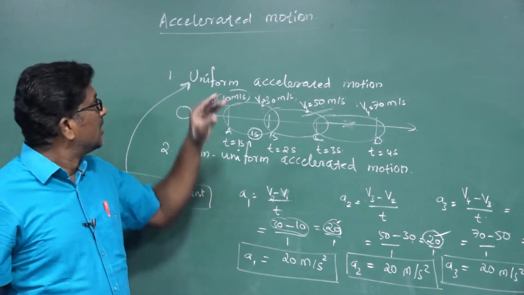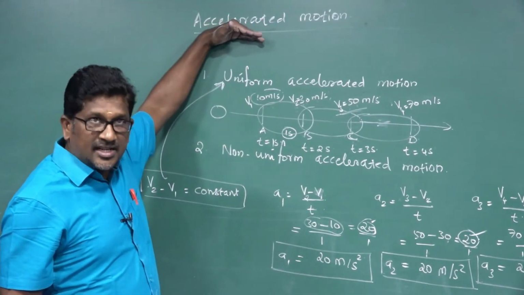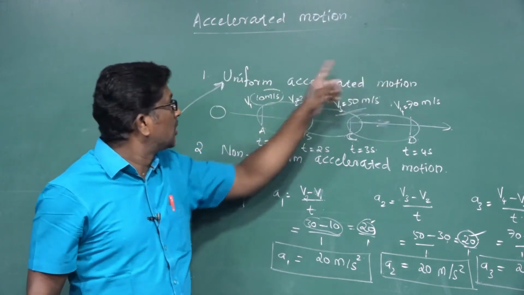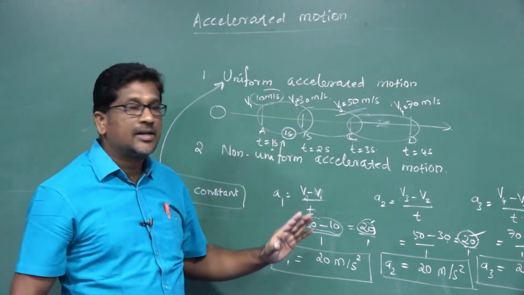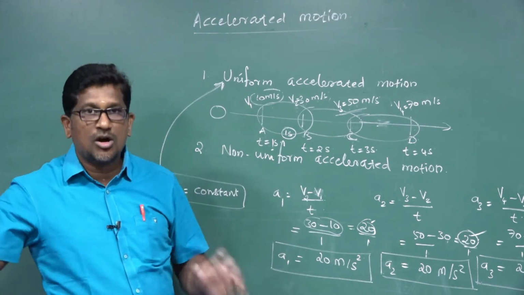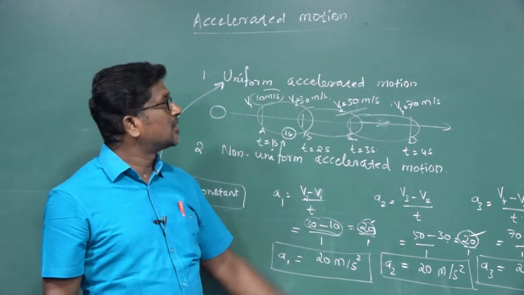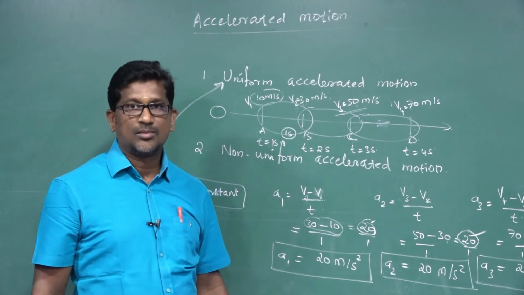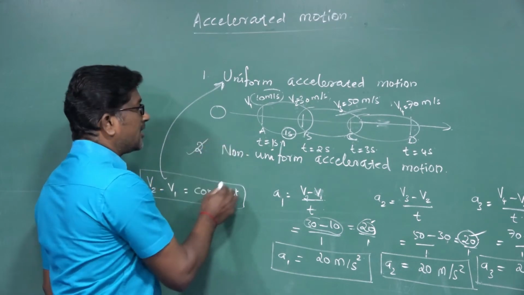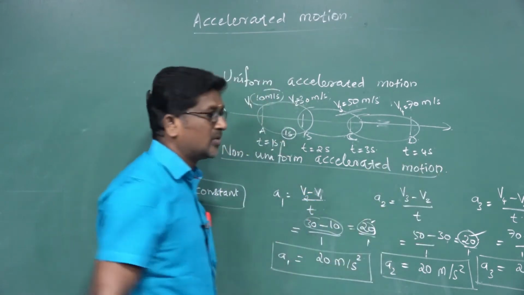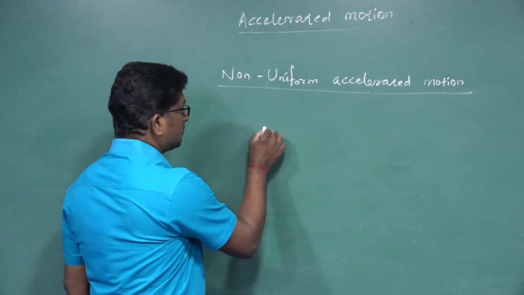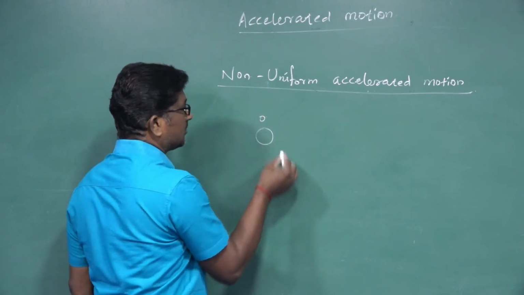Right? Listen. There are two types of accelerated motion. One of them is uniform accelerated motion. Why is it called uniform accelerated motion? Because the change in velocity per unit time is constant. So that is why this accelerated motion is called uniform accelerated motion. And next we go for non-uniform accelerated motion. Non-uniform accelerated motion.